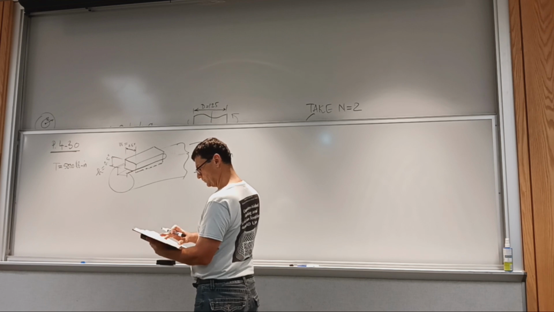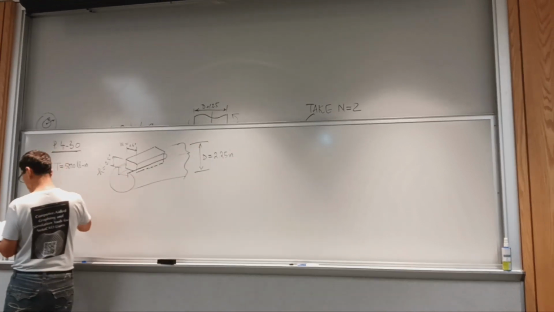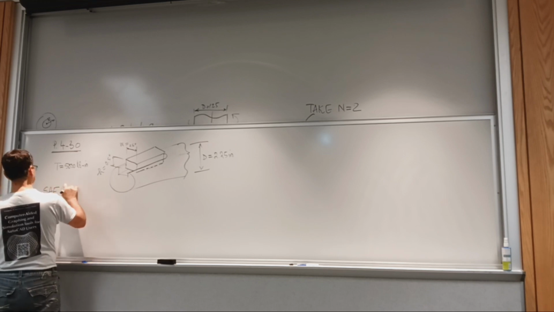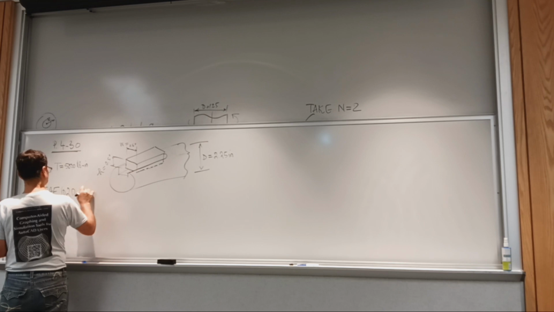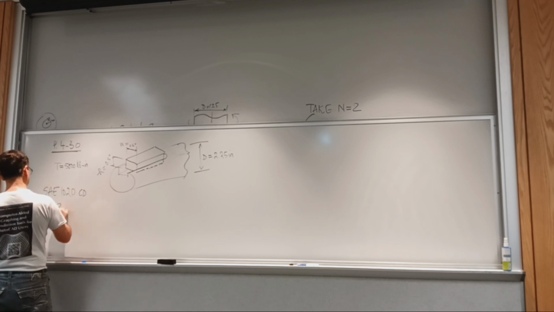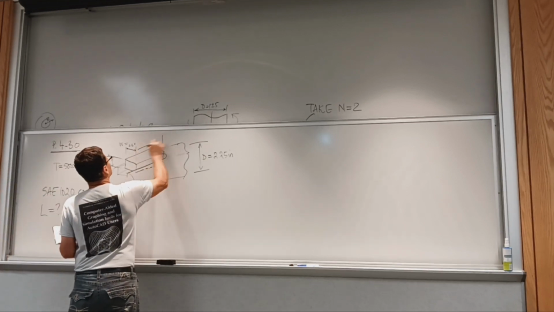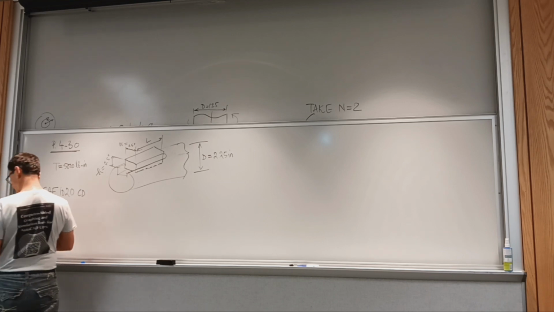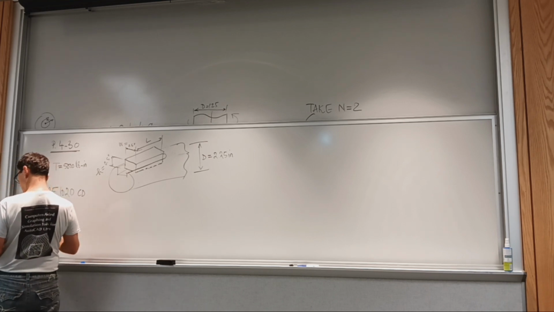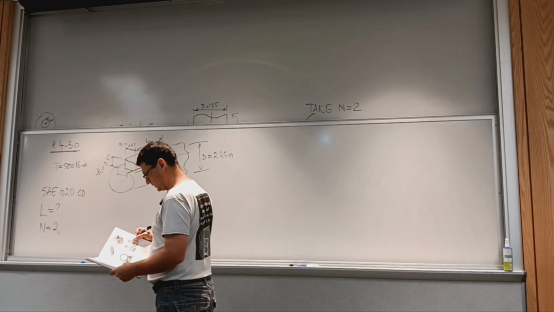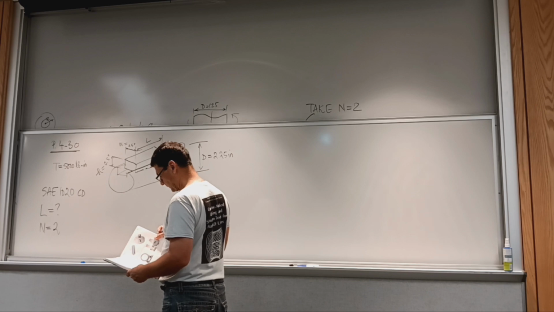And the material for the key is SAE 1020 cold drawn steel. And we need to calculate the length of the key such that the design factor in shear is 2, based on yield in shear. So we also have bearing stress.